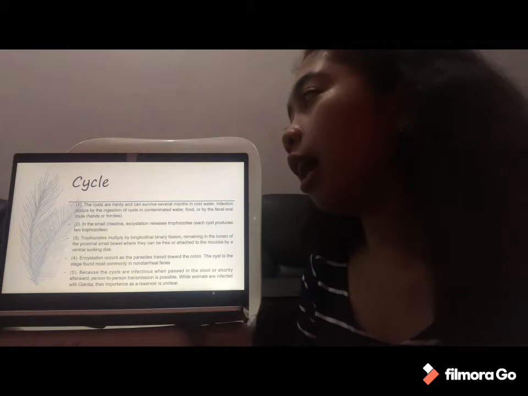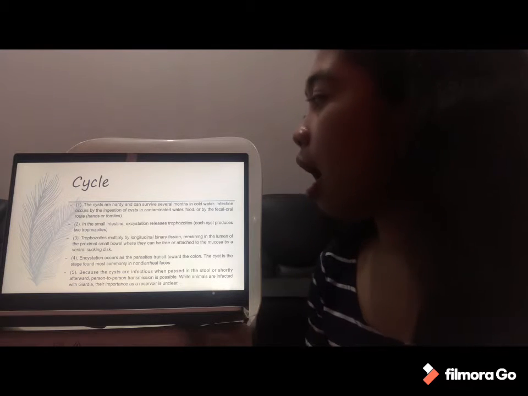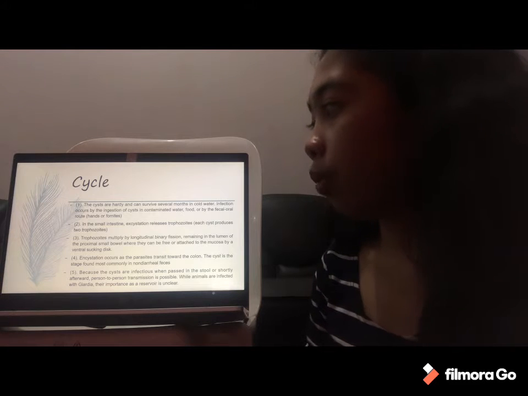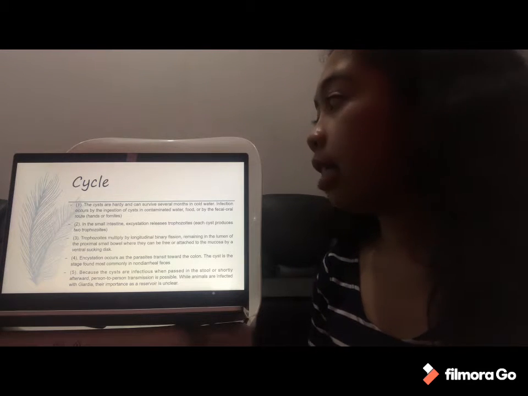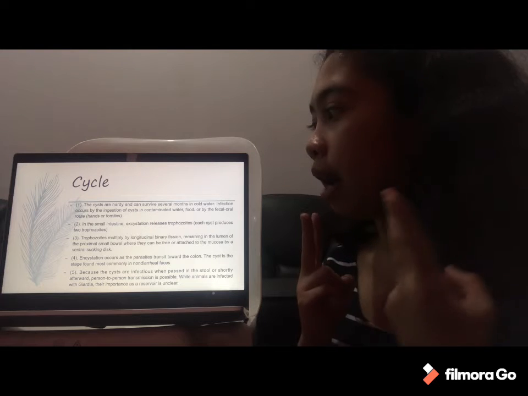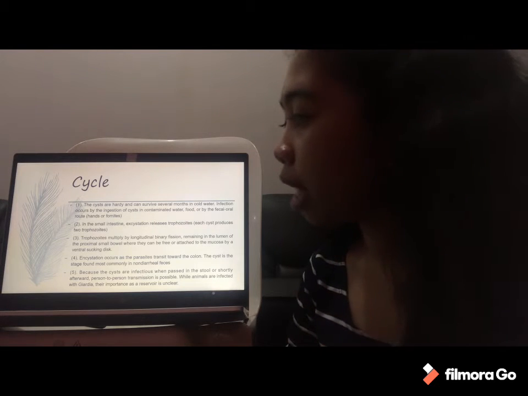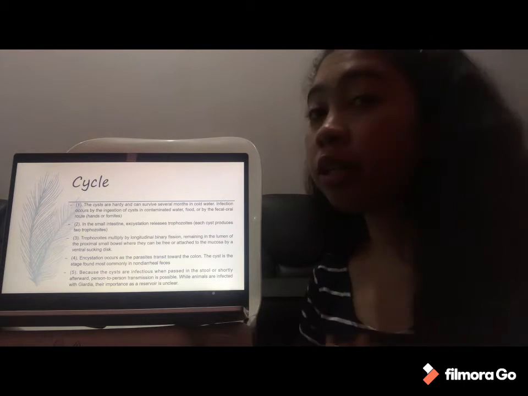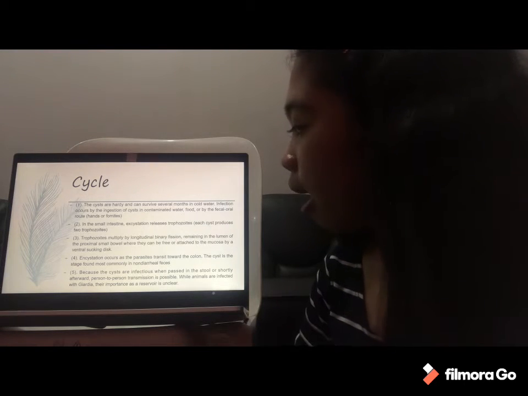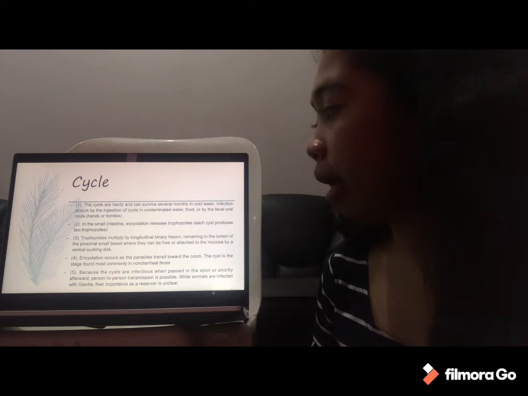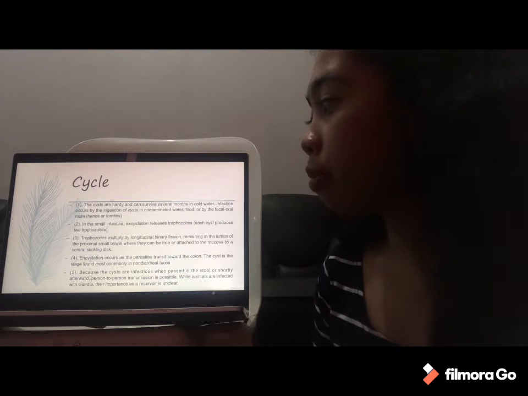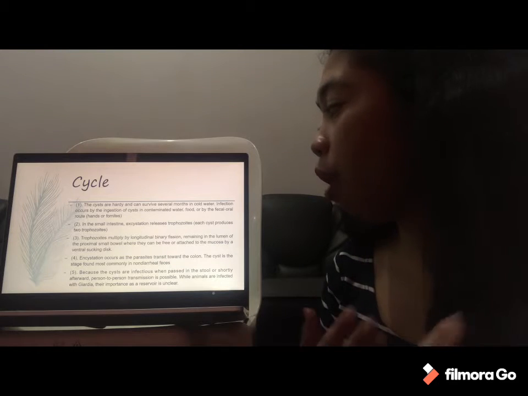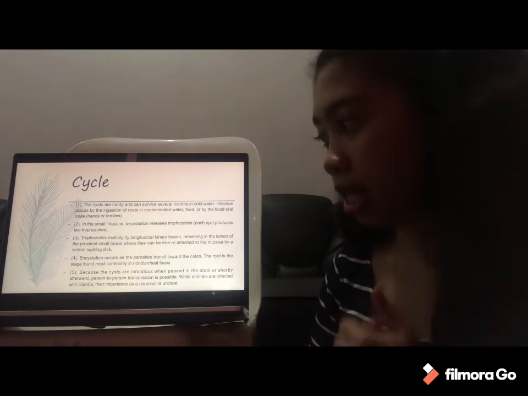Next, second, in the small intestine, excystation occurs and releases the trophozoites. The cysts produce trophozoites. Next, the trophozoites multiply by longitudinal binary fission and remain in the lumen of the proximal small bowel, where they can be free or attached to the mucosa by the ventral sucking disc.